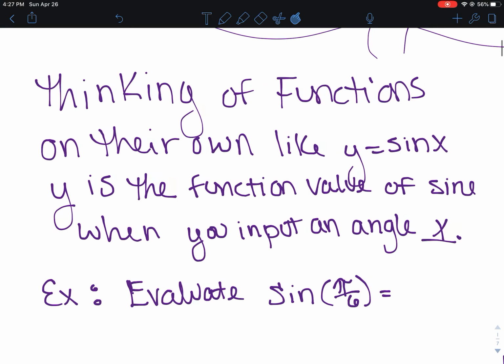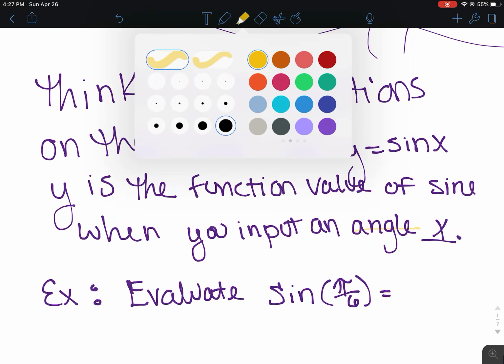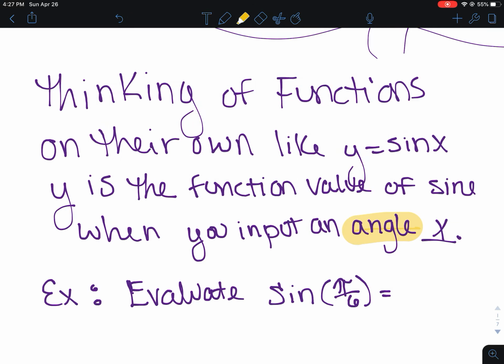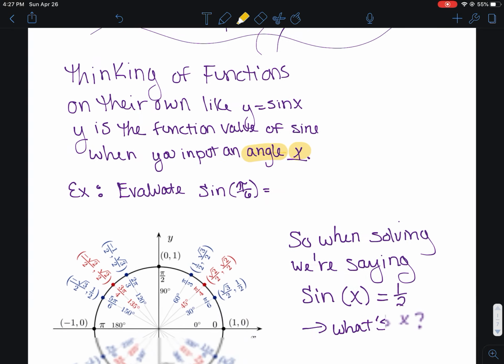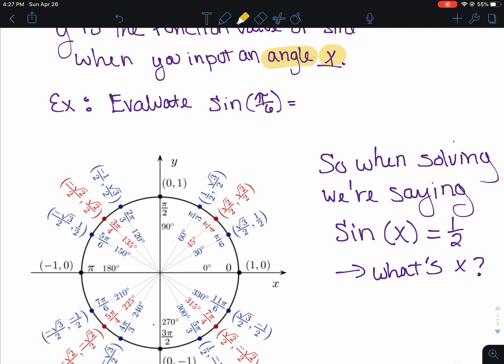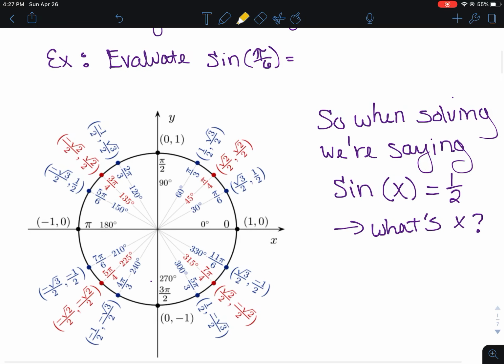So again, we're thinking about functions on their own, like y equals sine x. Y is the function value, so the sine is the function value, and x is an angle. So that's really important here. What we're trying to figure out is we're trying to solve for the angle, right? X is the angle. So if I asked you a question like, hey, evaluate the sine of pi over 6, you would tell me, all right, so got to look at my unit circle. Here's pi over 6. The sine is the y value, so we would get 1/2, right?